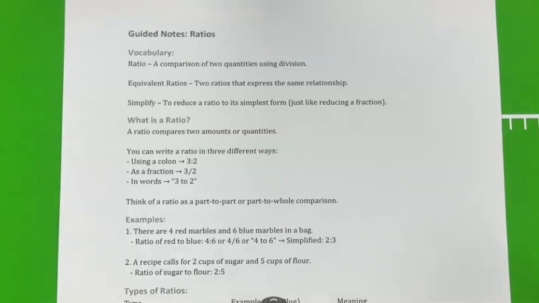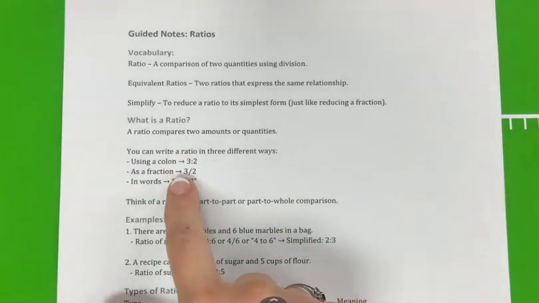All right, here are your ratio notes in my absence today. So a ratio is just a comparison of two quantities, and equivalent ratios express the same relationship. So a ratio really is just a fraction in its simplest form. So there are three different ways that we can represent a ratio.